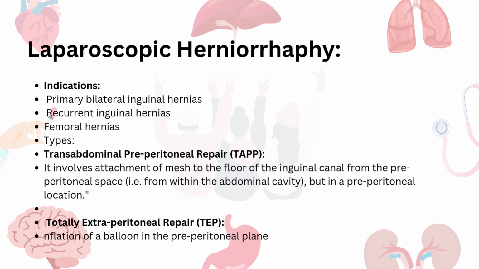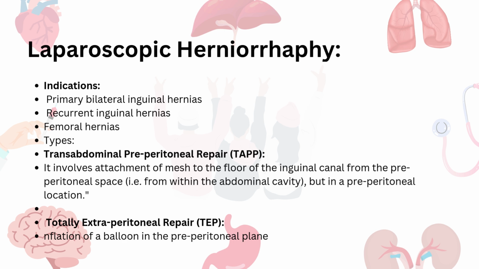Then we have different types of laparoscopic herniorrhaphy, that could be the TAPP or the TEP. The TAPP is transabdominal preperitoneal repair, which involves the attachment of mesh to the floor of the inguinal canal from the preperitoneal space, like from within the abdominal cavity, but in a preperitoneal location. You made the ports in the anterior abdominal wall. You entered into the abdominal cavity, and now you are coming from behind the canal, and then you are placing the mesh there. Its major complications are generally anesthesia and the risk of abdominal adhesion at the laparoscopic sites, and obviously from the incisional sites also the hernia could bulge out.